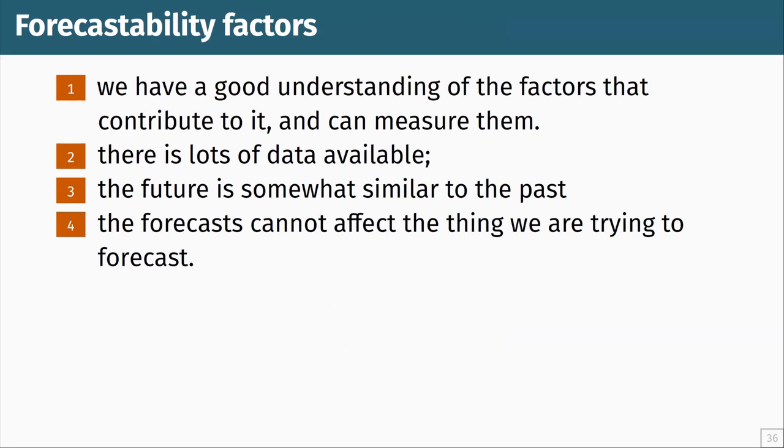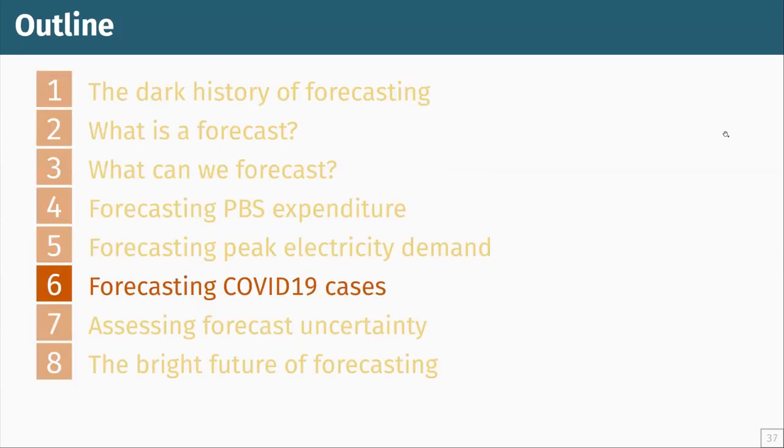And your forecasts can affect the thing you're trying to forecast with demand response. So if the energy company thinks there's going to be a lot of demand, they might put in place higher prices or some other demand response policy to try to mitigate it. But apart from the extremes, the forecasts don't really affect the thing you're trying to forecast.